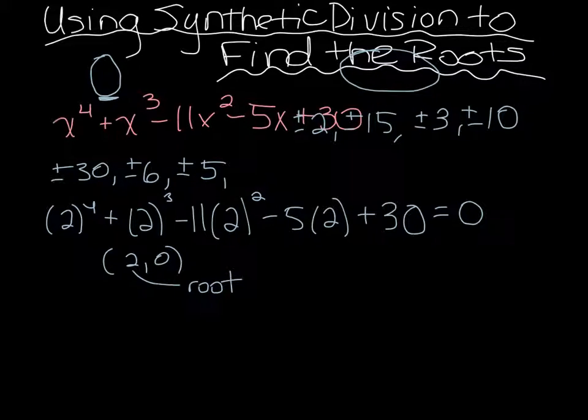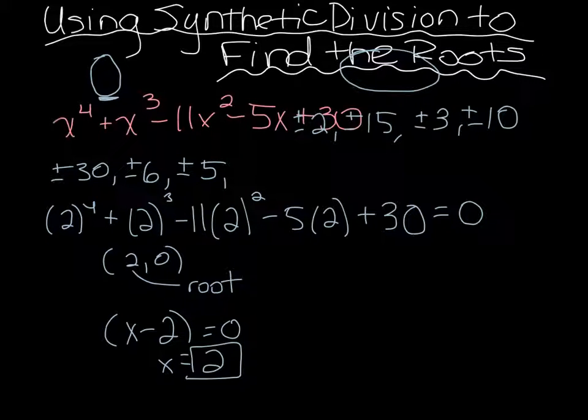So that means that we can say that x minus 2 must be a factor of that polynomial because 2 is the root. If I were to set this equal to 0, I'd add 2 to the other side and I'd get my root. Now when I use synthetic division, I'm going to use that 2, as well as all of the coefficients of this original polynomial.